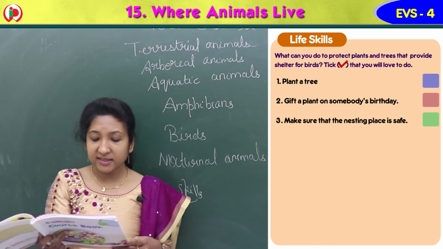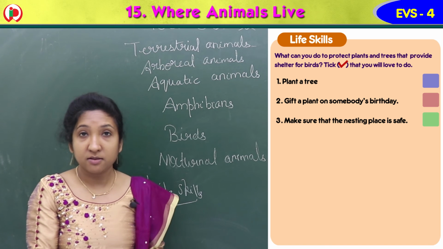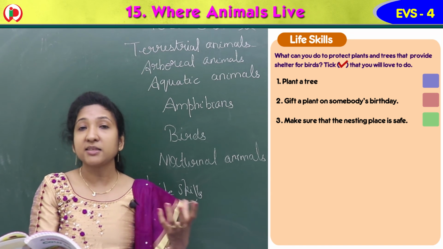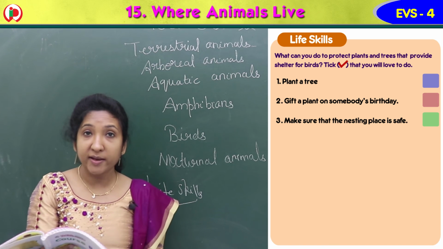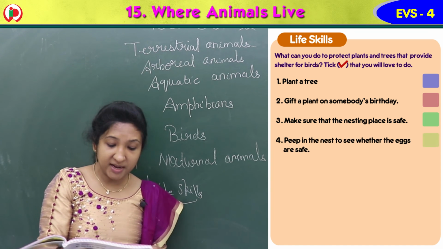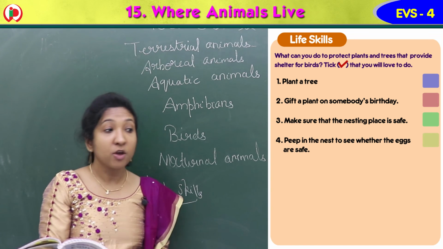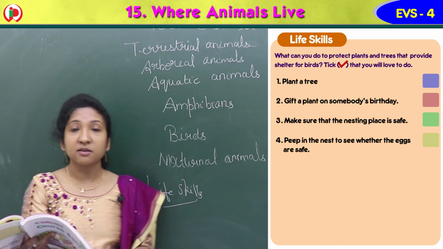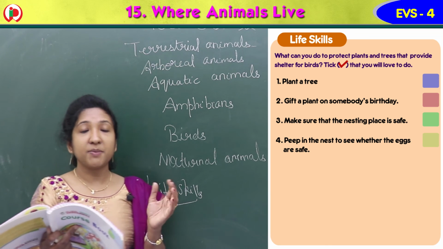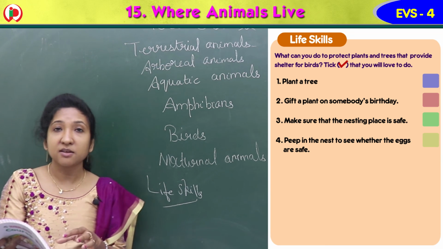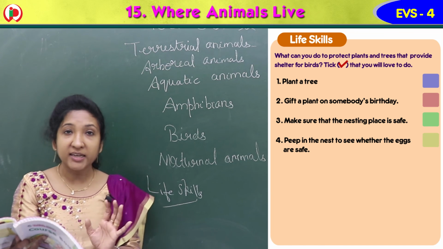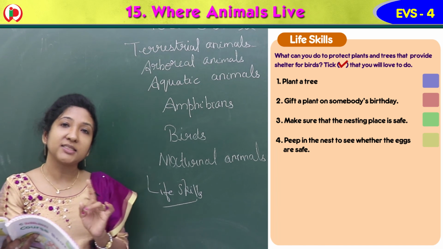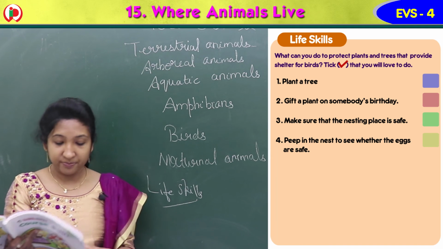Make sure that the nesting place is safe. If the birds build a nest there, you have to make sure that it is safe. Will you make sure? Peep in the nest to see whether the eggs are safe. Will you peep inside the nest? If you have seen a bird build a nest on the tree, will you peep and see it? It is not good to do that. But if you do, you put a tick. If you won't do it, you put a cross.